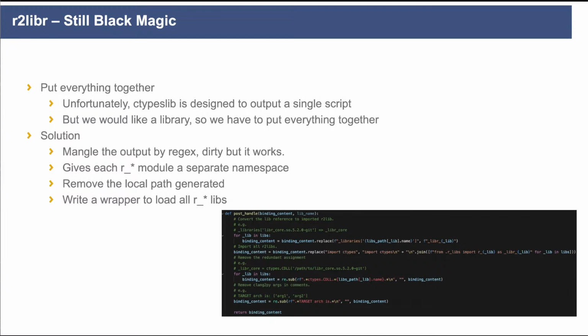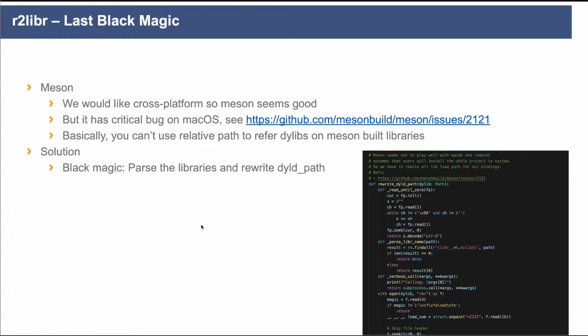Basically, this is the only way I could think of that could solve the problem. It gives each R2 module a separate namespace, and I remove the generated local paths and make them relative. And I write a wrapper to use the relative paths to load all R2 libs.